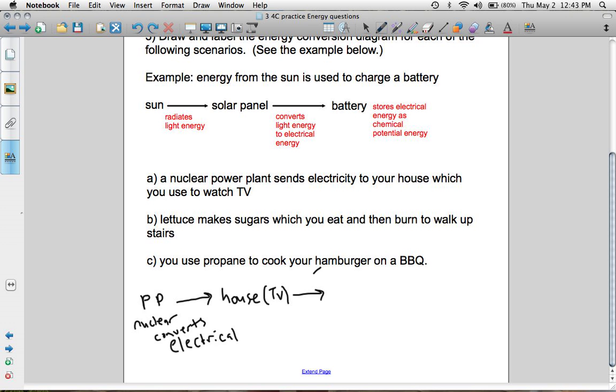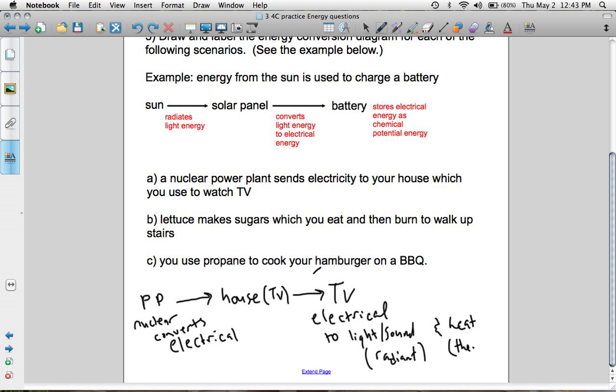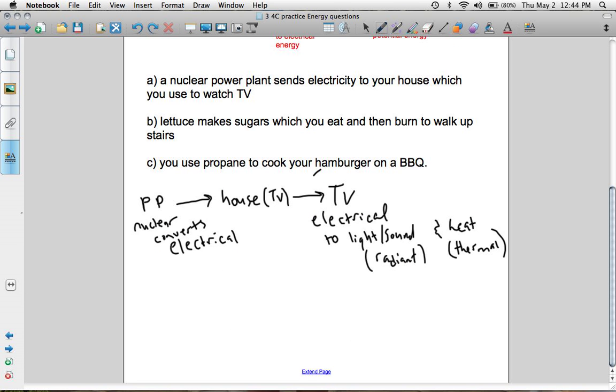which has the TV in it, our outlet, and that TV converts electrical to light and sound, which is radiant energy. It also, if you really want to get really good, and heat, because your TVs make heat, especially old ones, that's called thermal energy. Okay, so that's what that one does.